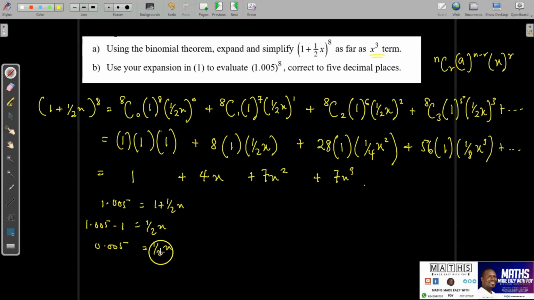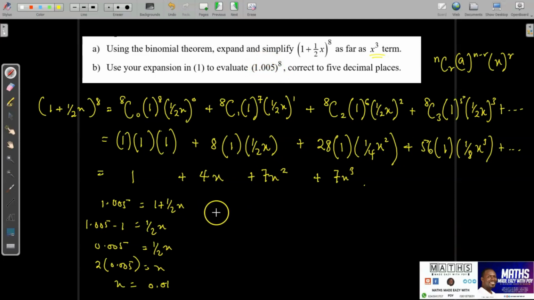Yes, sir. So how do we get the s value? What must we do to get rid of the half? We multiply both sides by 2. Perfect. So multiplying both sides by 2, we are going to have 2 into bracket 0.005 equal to x. So the s value will be what number? 0.01. Perfect. So it means that the s value that we need to substitute in order for us to evaluate this is 0.01.